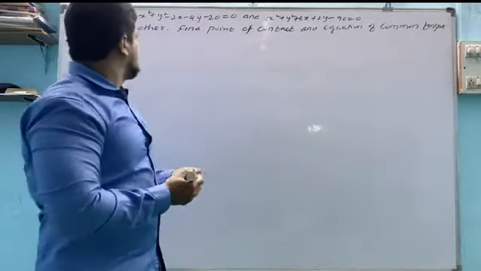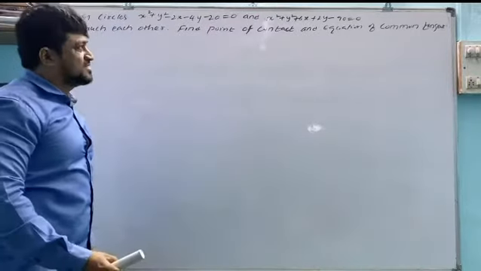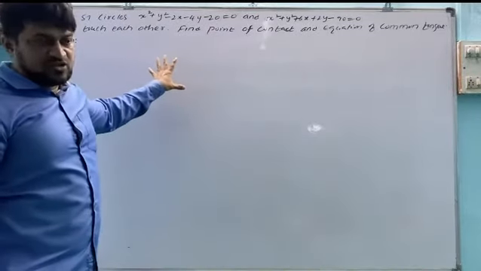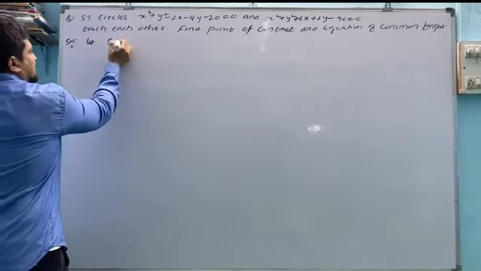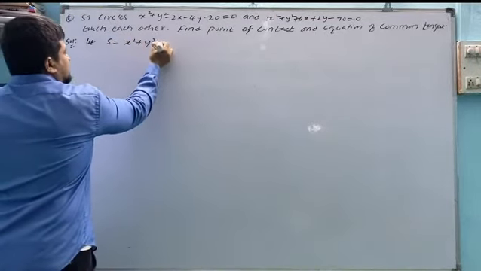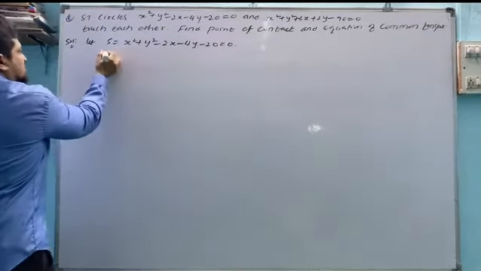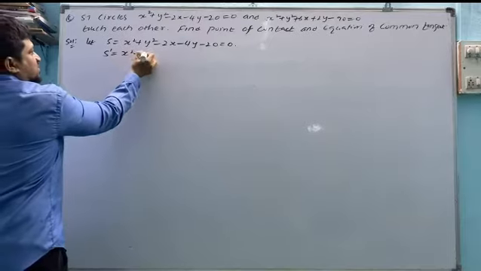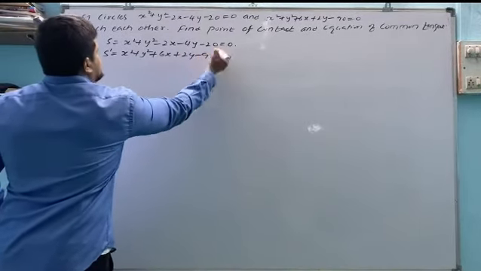Tangents touch each other, find the point of contact and the equation of the common tangent. Common tangent, the same question we did earlier also in the circles unit. What have they given? Two circles. S equals x square plus y square minus 2x minus 4y minus 20 equals 0. S dash equals x square plus y square plus 6x plus 2y minus 90 equals 0.